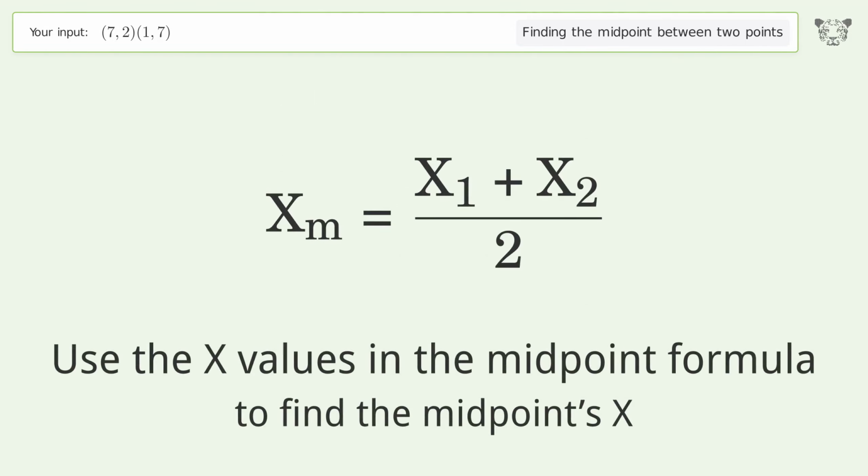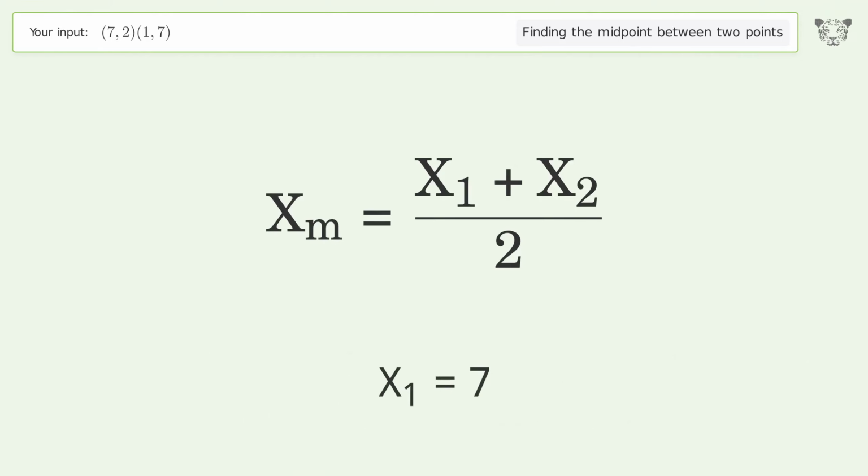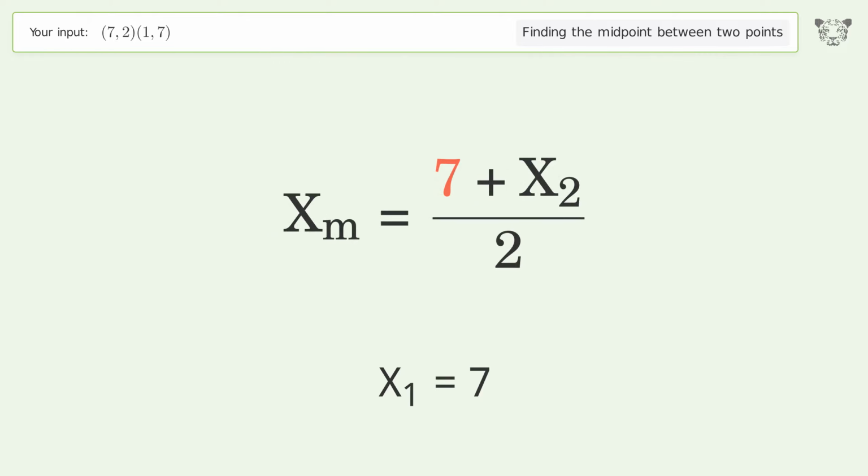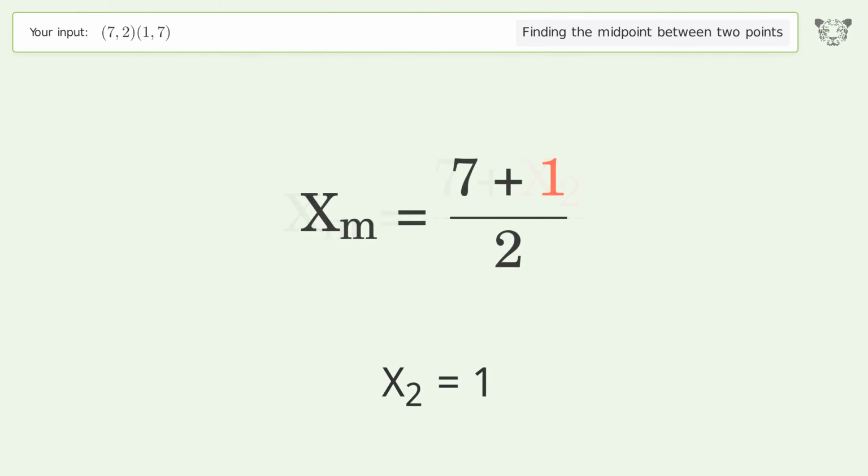Use the x values in the midpoint formula to find the midpoint's x. x1 equals 7. x2 equals 1. Simplify the arithmetic.